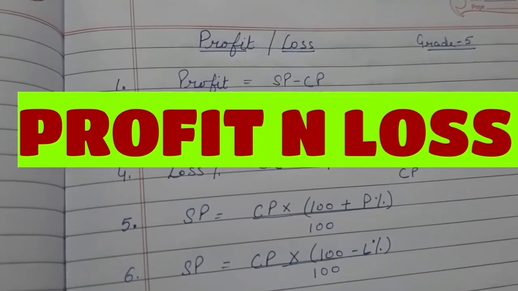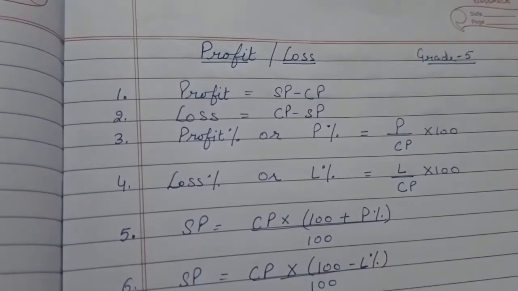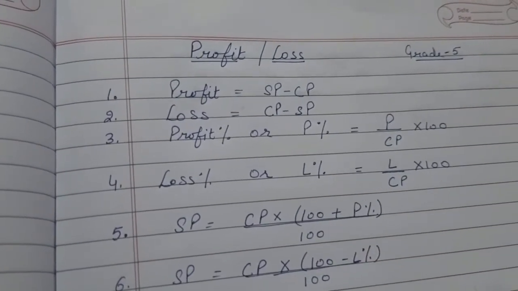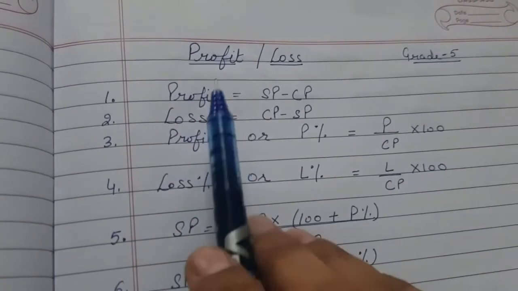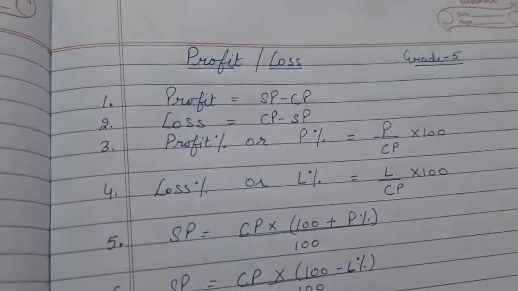Hello everyone, let us discuss profit and loss for grade 5. So I will discuss all the formulas with you first and then we will take a few questions. First one is profit. Profit is SP minus CP and loss I have written CP minus SP.